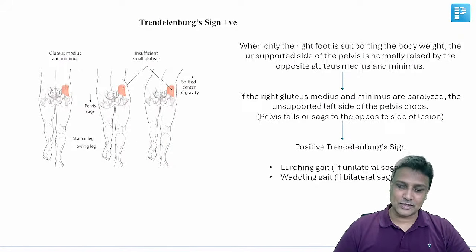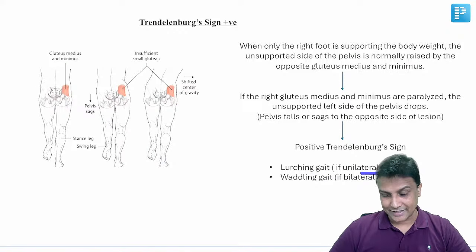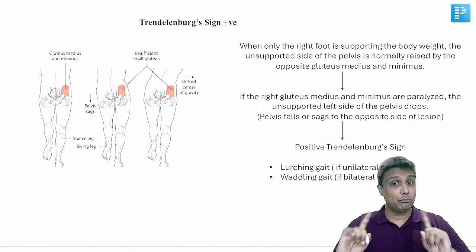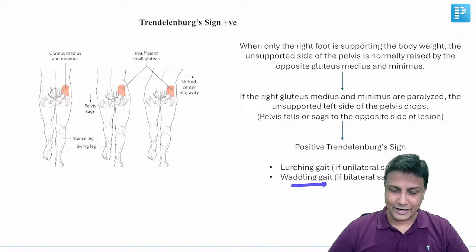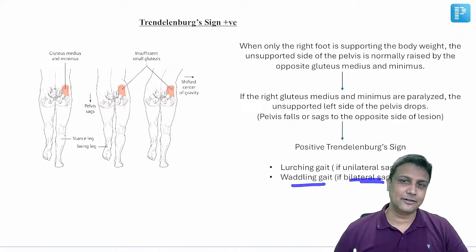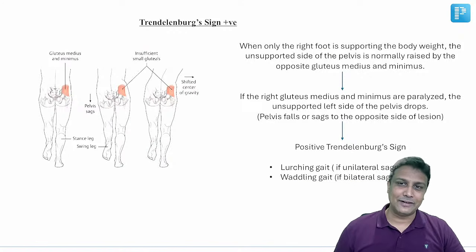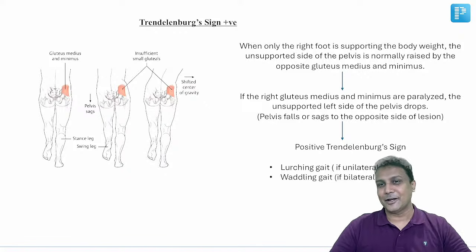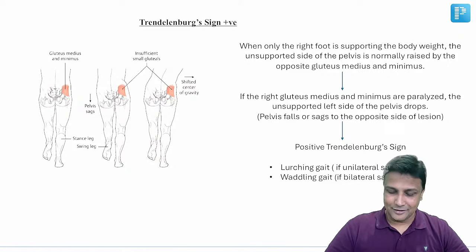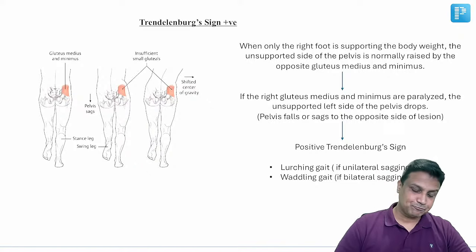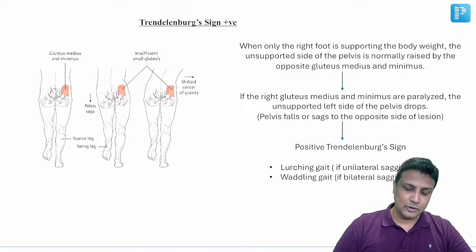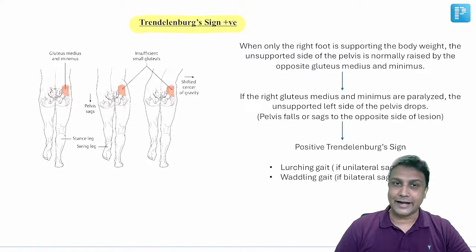And in lurching gait, what is the nerve involved? The superior gluteal nerve will be involved on one side. If the nerve is injured on both the sides, then what is going to happen? It will be waddling gait. In waddling gait, the nerve on both sides will be involved, and the person will be walking by waddling on both the sides like a penguin. The penguin, right? Waddling gait is like this. And what is the sign which will be positive here? That is your Trendelenburg sign. That will be positive here.